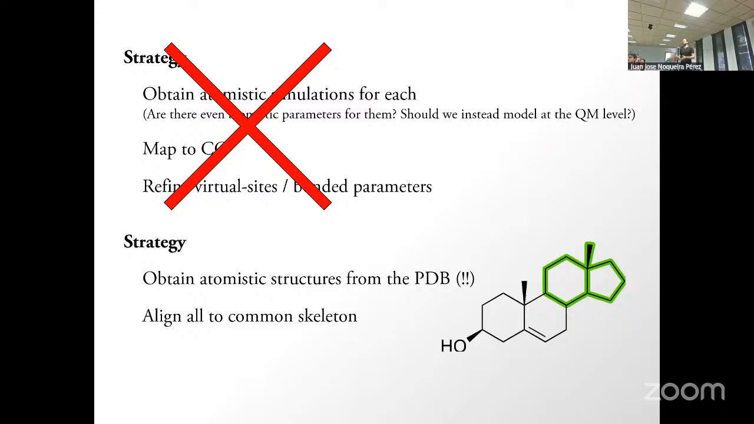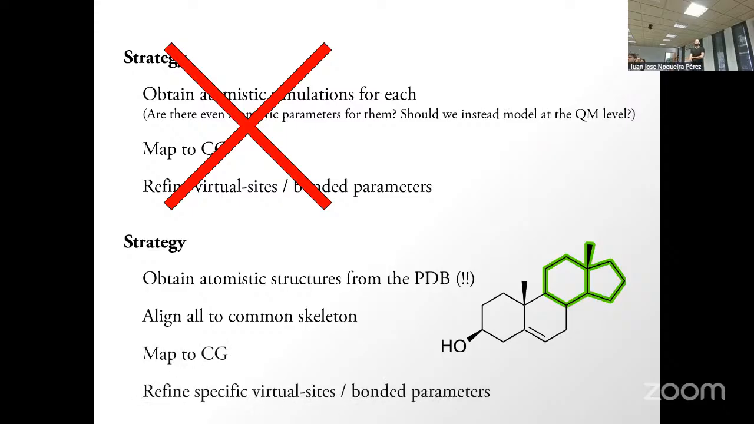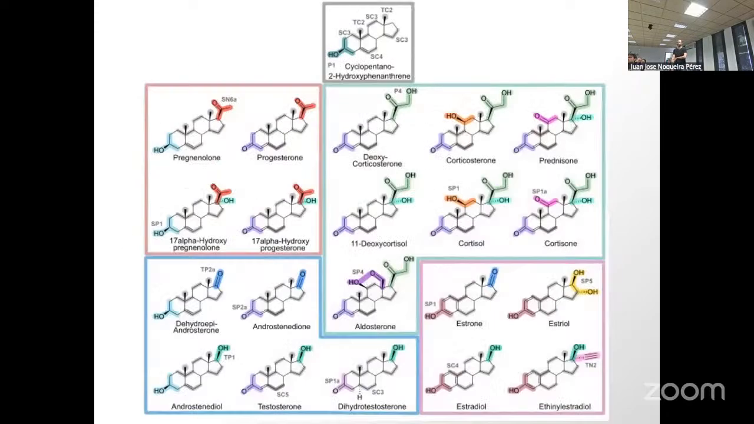So those guys are all different, but they all have this part here in common. So we're going to align that. And after aligning that, okay, we map to coarse grain, compare to cholesterol, and refine what needs to be refined. Okay, so this was the overall strategy.